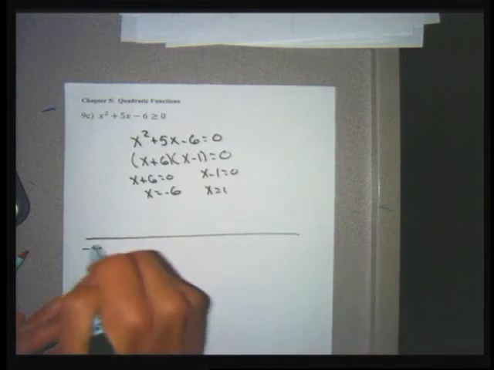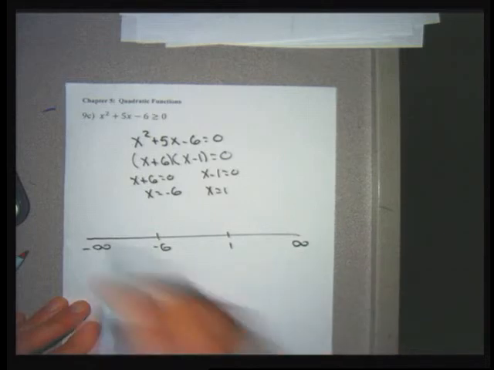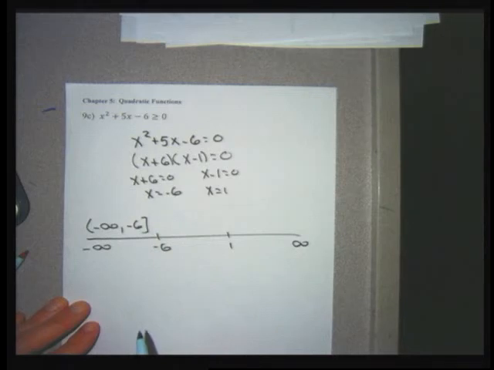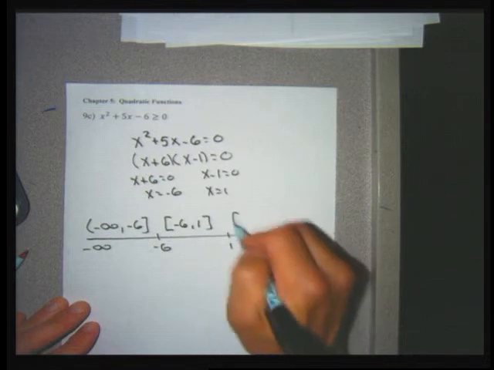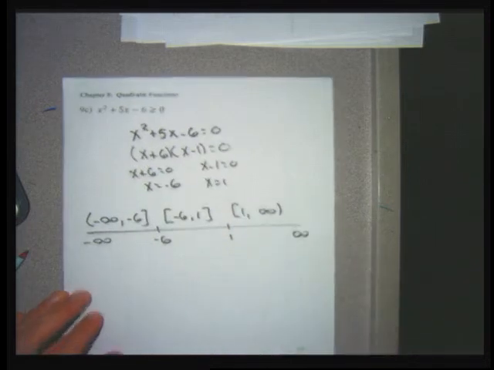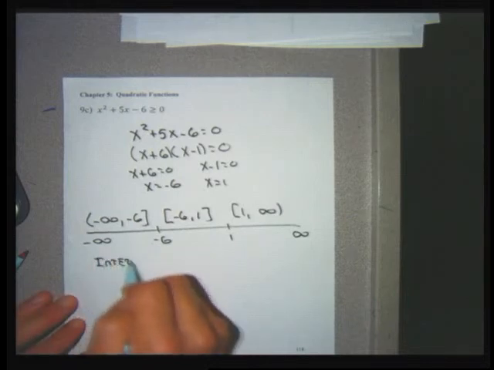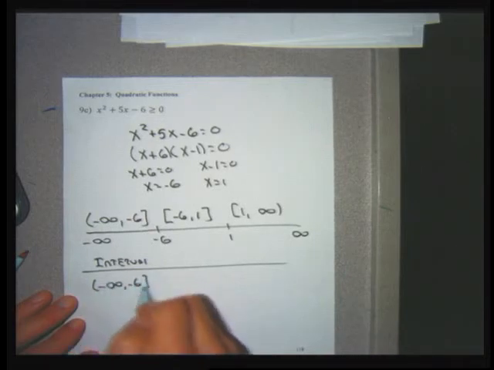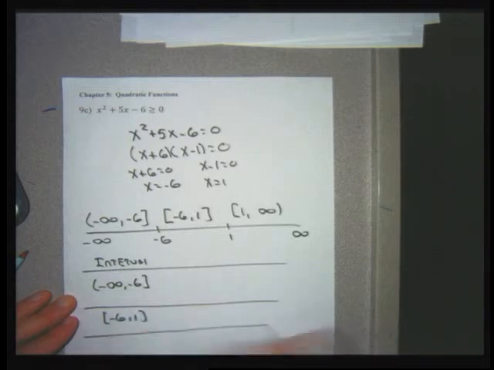And then I go negative infinity, -6, positive 1, positive infinity. First interval, negative infinity to -6, square bracket on the -6 because they are equal to. -6 to 1, double square brackets, and 1 to infinity. Infinities always get the round brackets. For my table, I'm going to go interval. First interval is negative infinity to -6. Second interval is -6 to +1. Third interval is 1 to infinity.